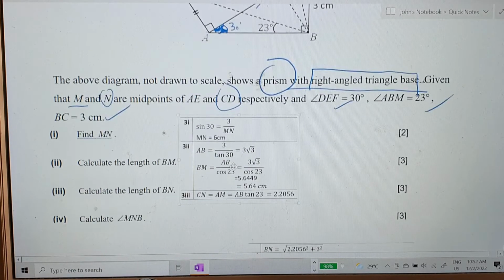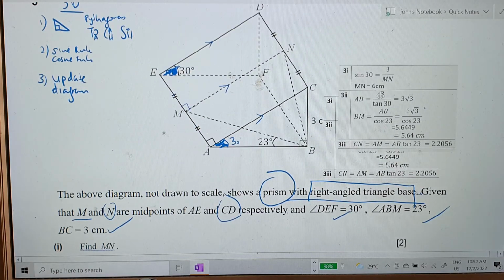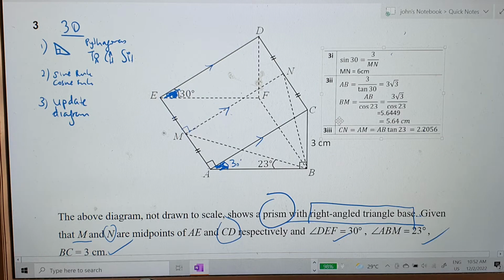Okay, I won't spend too much time here. I think quite straightforward lah. If you don't understand, you ask me. Okay, so sine 30, right, is opposite over hypotenuse. But this AC I told you just now already, this AC is the same as MN. So opposite over hypotenuse.